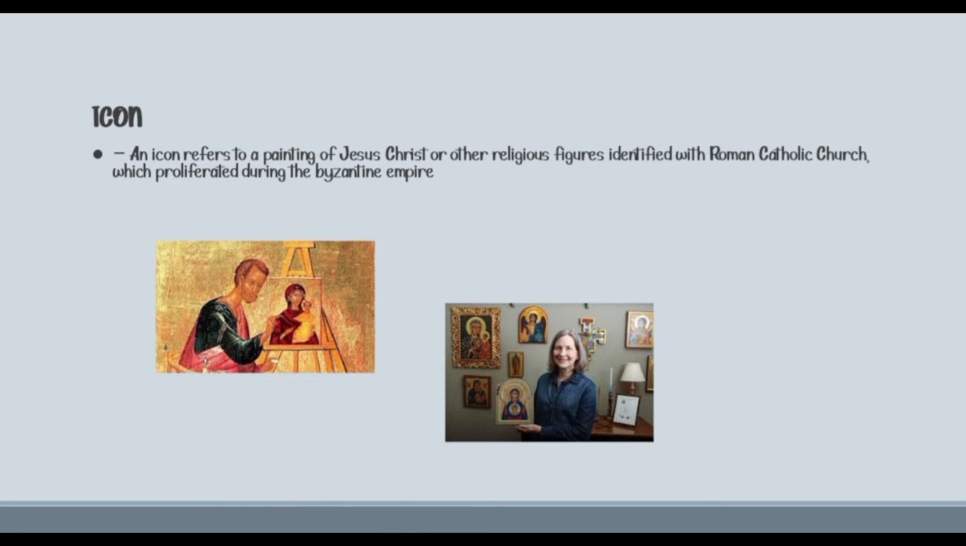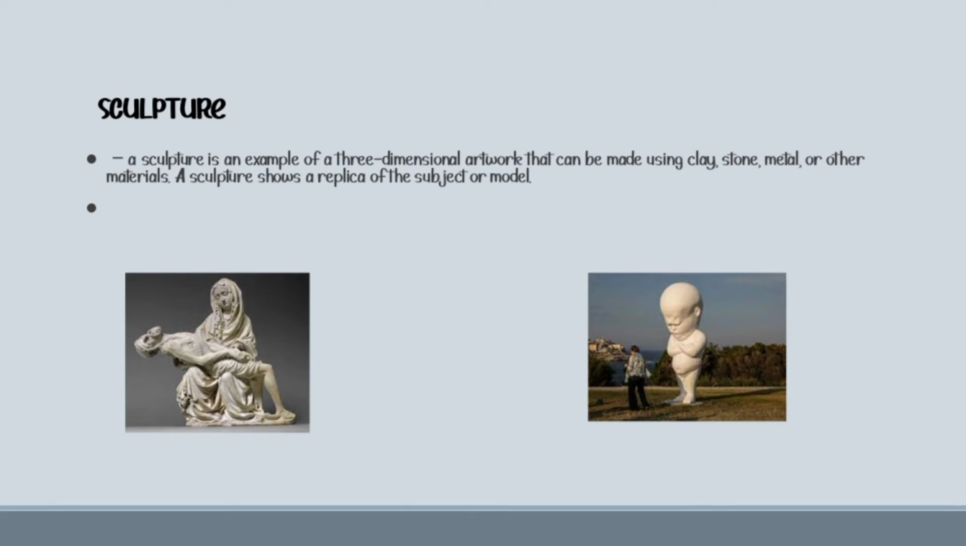Next, the icon. An icon refers to a painting of Jesus Christ or other religious figures identified with the Roman Catholic Church. As for the sculpture, a sculpture is an example of a three-dimensional artwork that can be made using clay, stone, metal, or other materials.